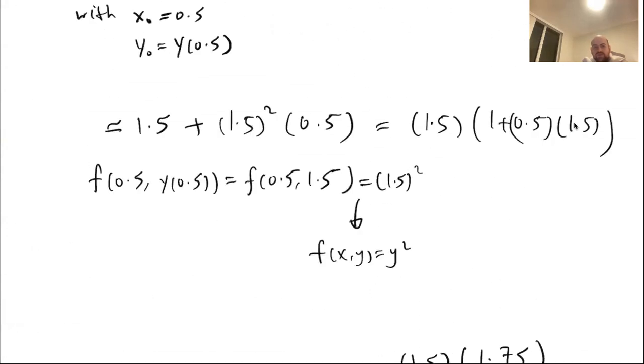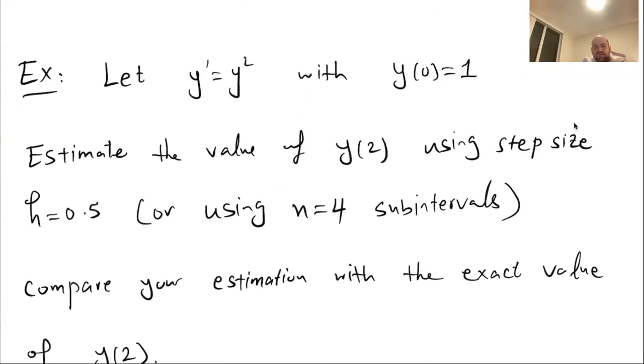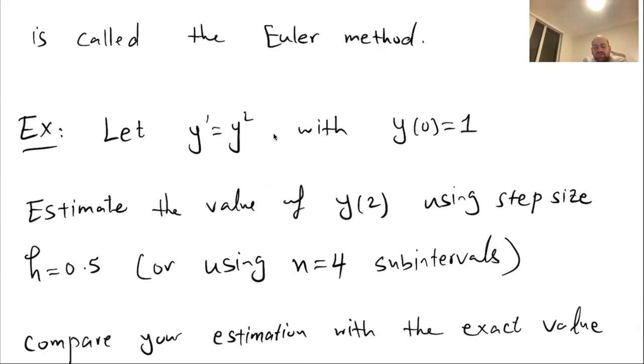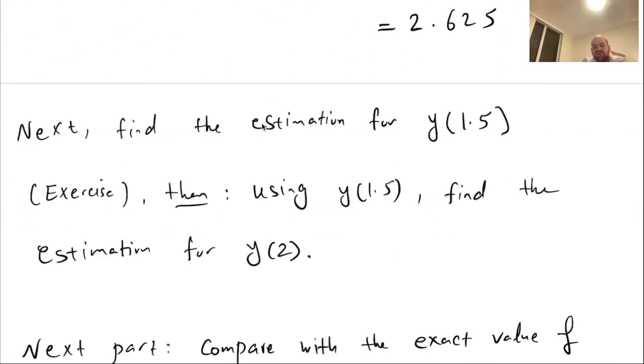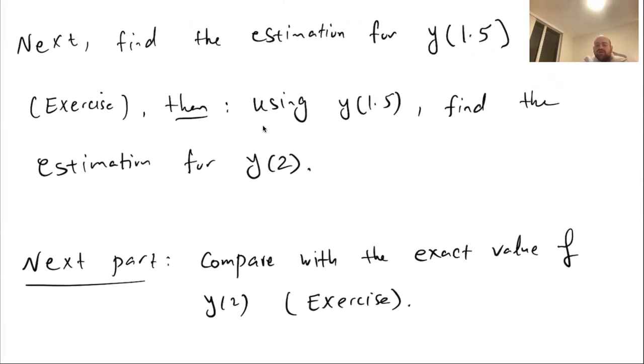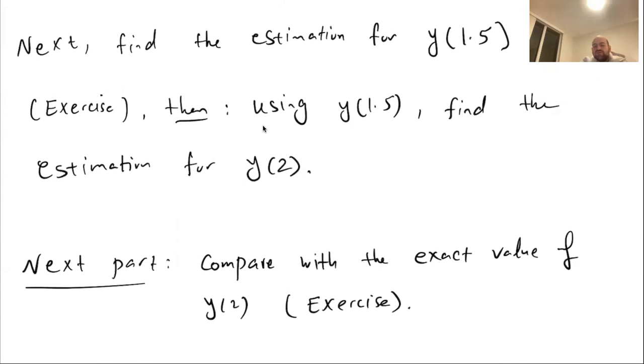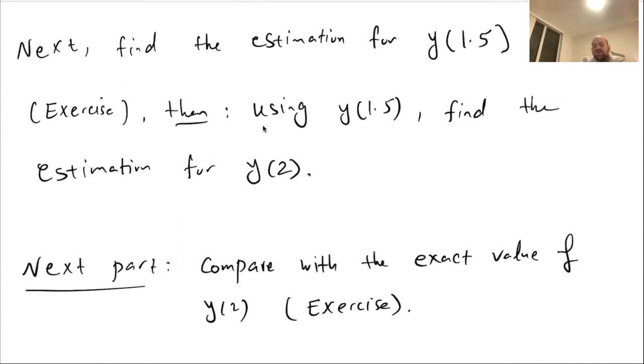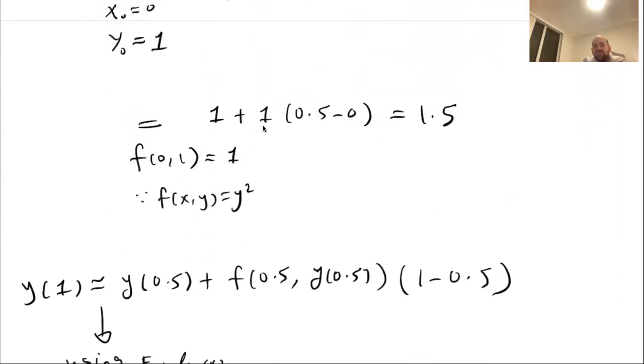So this is a separable equation. You can easily solve it and find the exact solution. Once you have the exact solution, you can find the exact value of y of 2. Compare it with your estimation that you found in the previous part. If you want to have a better estimation, if you want to improve your estimation, you can, of course, use a smaller step size. So right now we use h equals 0.5.